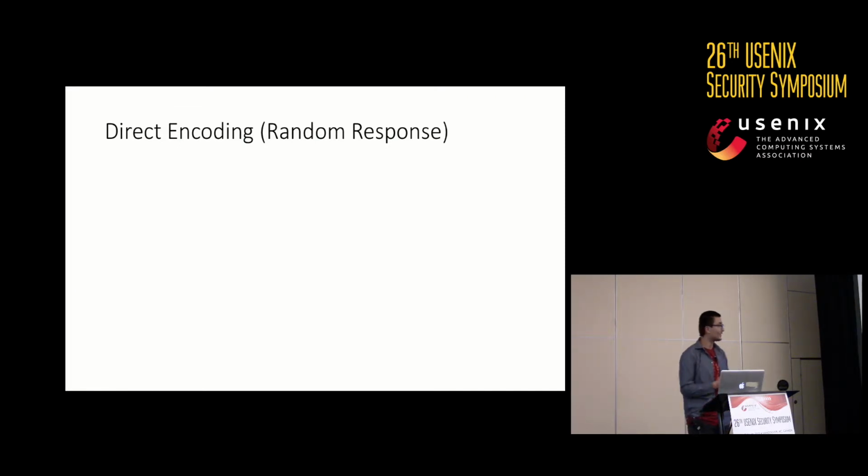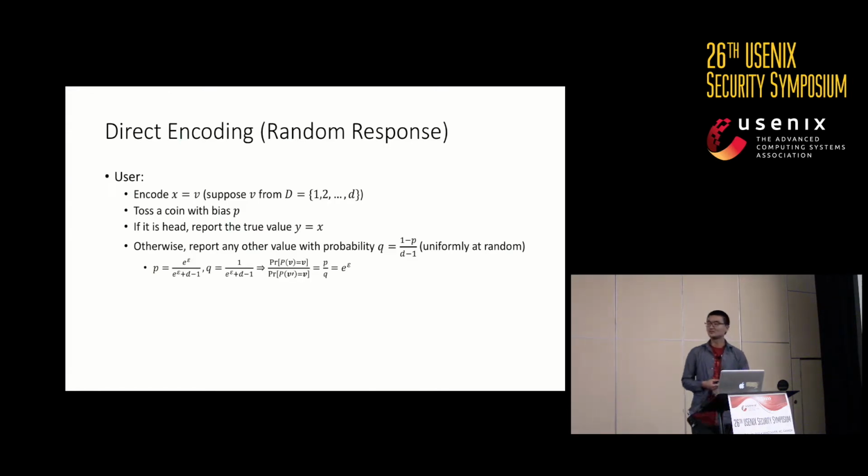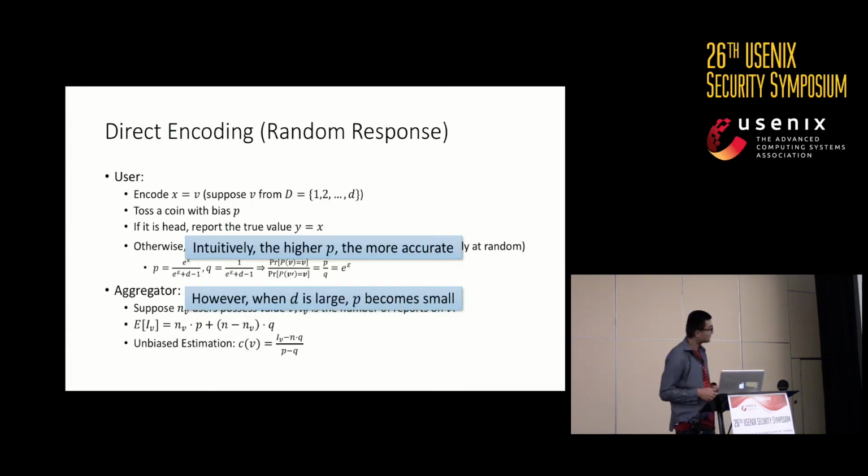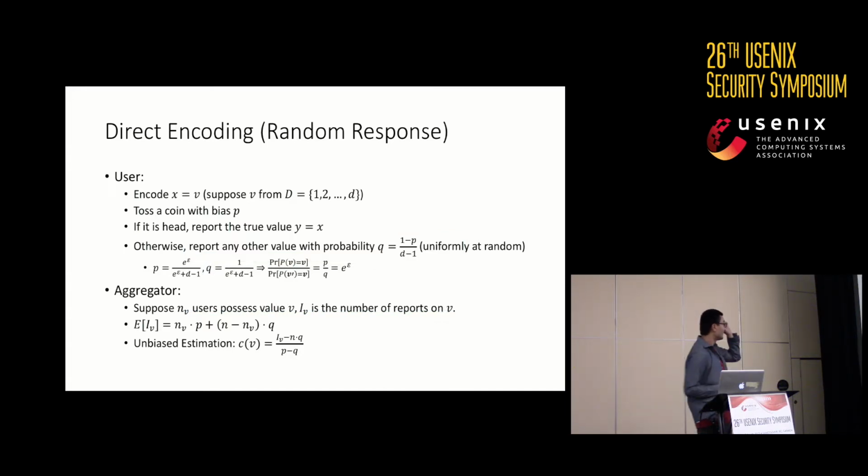First is direct encoding, or generalized random response. In this protocol, the user will encode the value as it is. So there is no encoding, or the encoding is direct or straightforward. We assume the value V is from domain D equals 1, 2, 3, up to d. The user then tosses a coin with bias p. If the coin comes up heads, the user will report the true value, and otherwise the user will randomly report another value. By setting p and q to these values, we can see this satisfies epsilon-LDP.